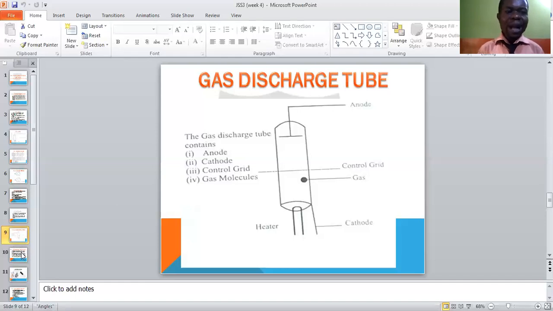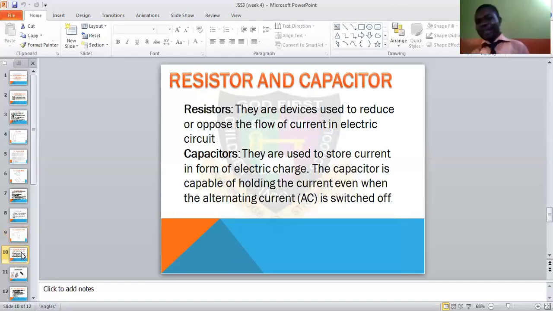Then we need to also look at the resistor and capacitor. There are other examples of electronic devices too that should be treated in this way. Resistors are devices that are used to reduce or oppose. From the word, you hear resist. When you say resist this person, it means if he's pushing you this way, you pull yourself this way. You don't allow what he wants you to do to happen. That is resistance. So we say resistors oppose the flow of electrons in an electric circuit. That's what they do.